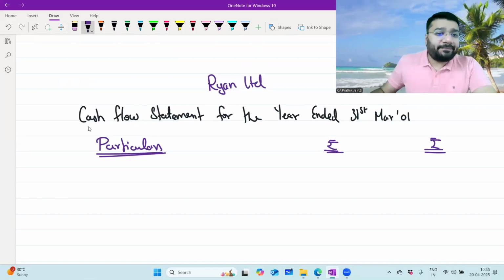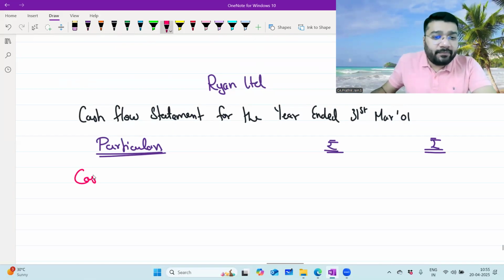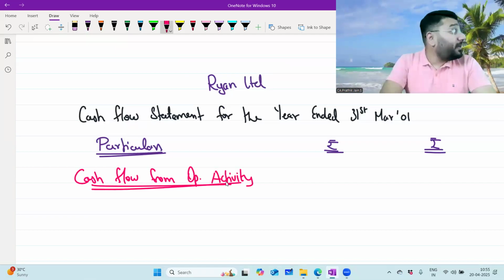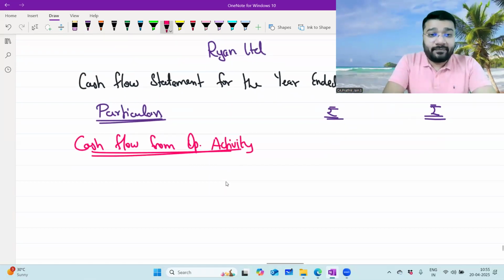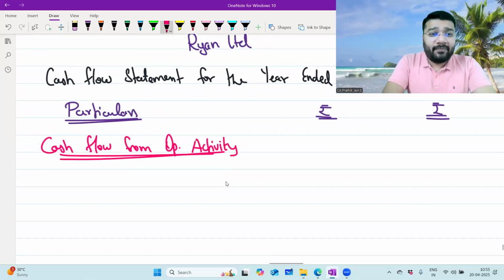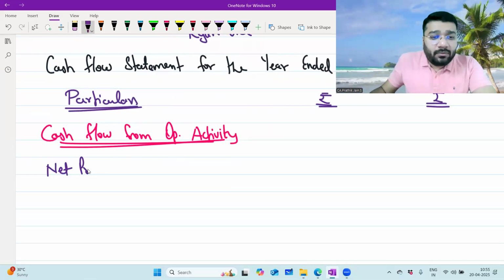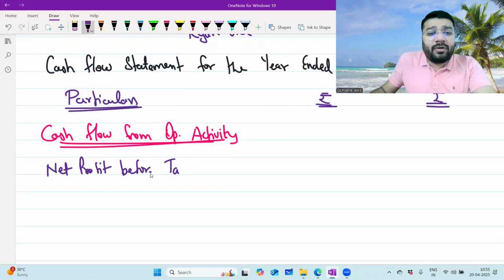In that, what is the first item? Cash flow from operating activity. Will you write like this, OP, and come in the exam? No, sir. Net profit before tax and extraordinary items. Even if I write net profit before tax also, it is right? Yes.